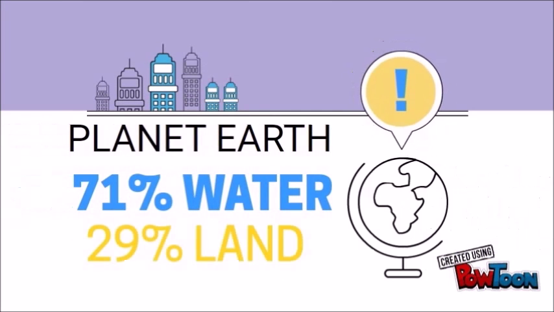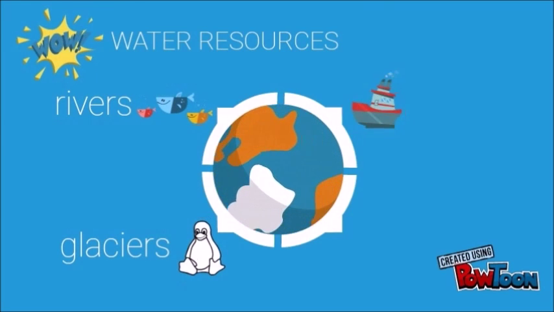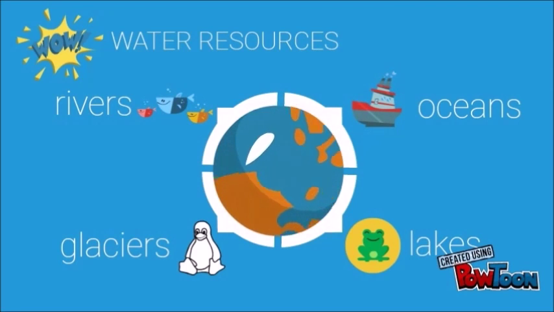The planet that we live in is mainly composed of water. About 71% of the Earth's surface is water, while the other 29% is land. Basically, water can be found anywhere: in oceans, glaciers, rivers, lakes, air, soil, and even in living tissues.